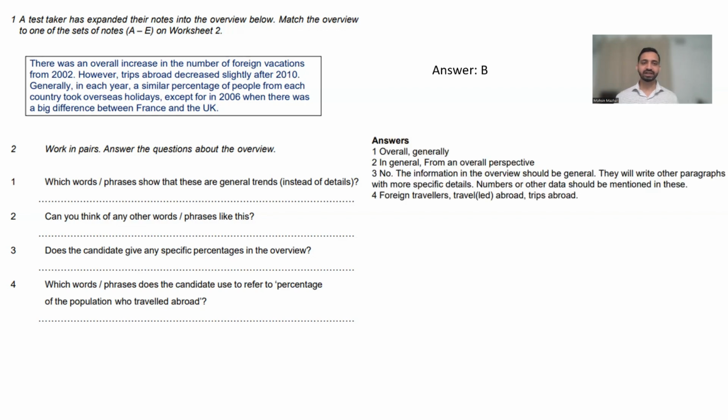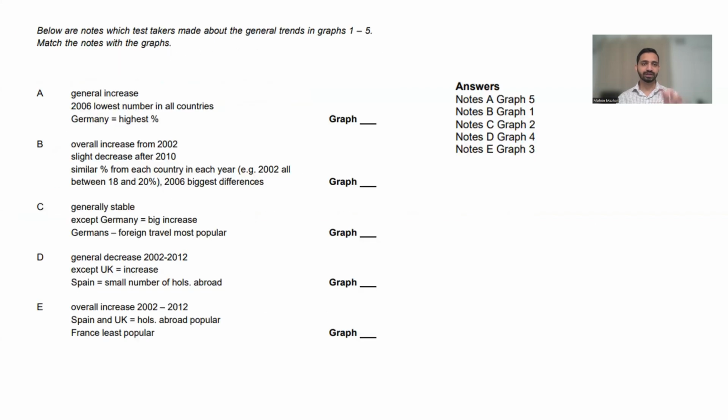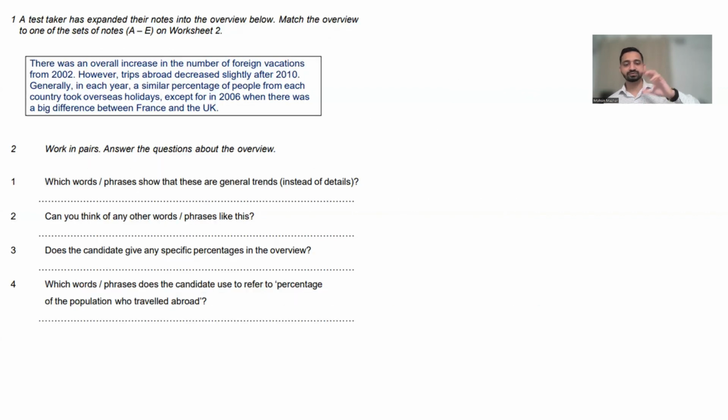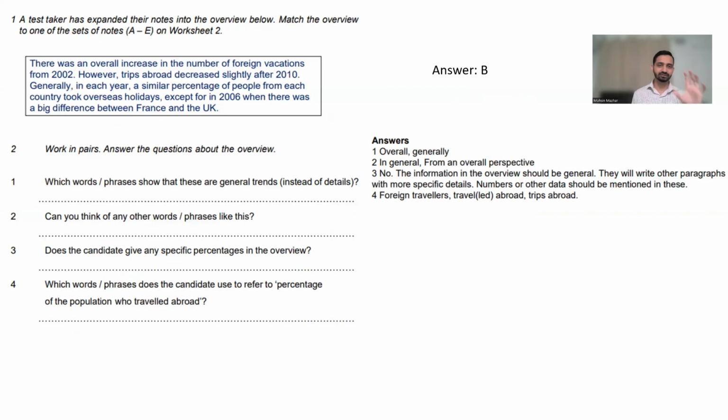All right, let's look at the answers. So question number 1, the answer is B. If you look at this, this whole overview is about this one. Overall increase from 2002, slight decrease after 2010, similar percentage from each country in each year. For example, 2002, all between 18 to 20%, 2006, biggest differences, right? So this overview represents that one, so the answer there should be B. I hope you got the right answer.